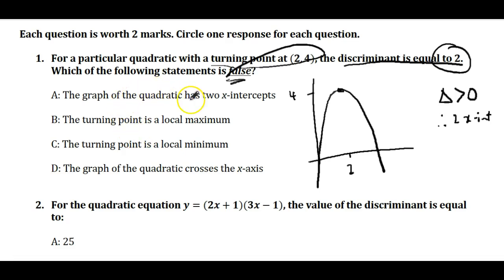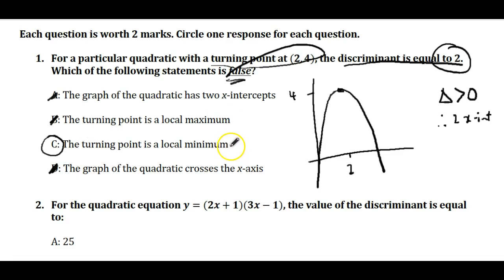The graph of the quadratic has two x-intercepts. Okay, so that's true. So we'll cross that one out. So we're looking for the one that is false. The turning point is a local maximum. So this is up the top, so it's a local maximum. So that's also true. Cross that one out. The turning point is a local minimum. So you can't have both a maximum and a minimum. So obviously this one is false. And let's just check D. The graph of the quadratic crosses the x-axis. Well, it does, so that's correct, which is true. So it means leaving only C as the only false option.